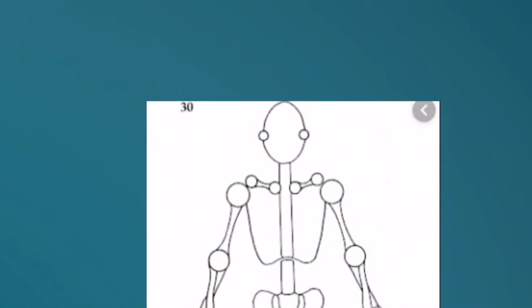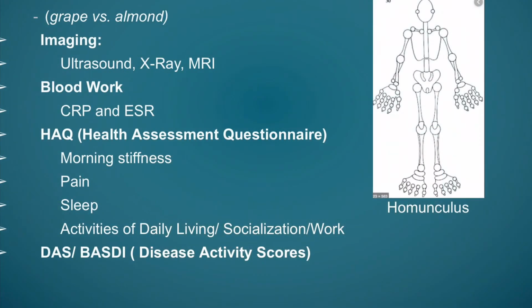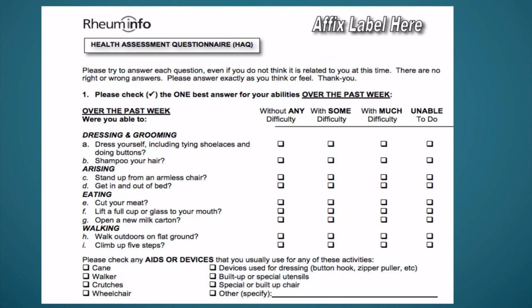We can do ultrasound, and a special one called an ultrasound with high-powered Doppler gives us even more of an indication of inflammation. X-rays can be done, MRIs, and then we look at blood work to see what is your level of the inflammatory chemicals CRP and ESR. You can have active disease, and these aren't always elevated, but them being really high is also a signal that your disease is active. And then there are health assessment questionnaires, things that you will fill out often in a doctor's office.